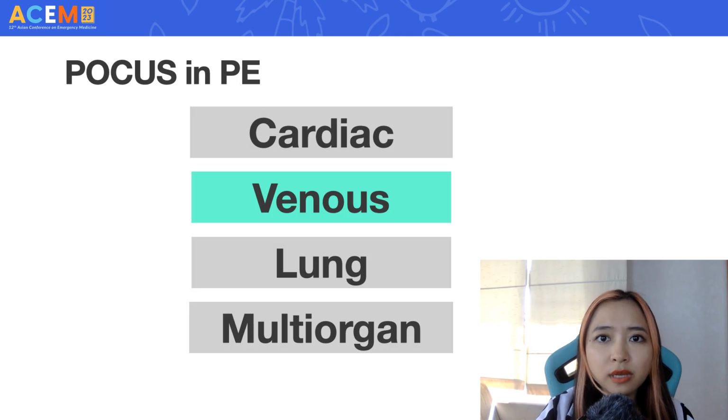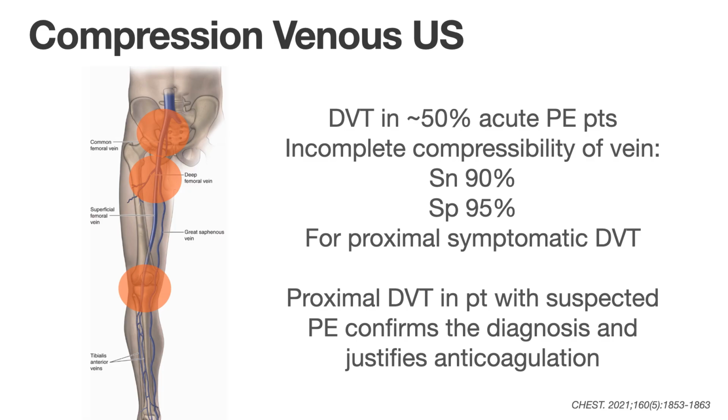Moving on to venous ultrasound. Compression venous ultrasound can really be helpful to perform in patients with suspected PE, done at bilateral groins and popliteal sites. Incomplete compressibility of the vein shows 90% sensitivity and 95% specificity for proximal symptomatic DVT. Detection of proximal DVT in a patient with suspected PE virtually confirms the diagnosis and fully justifies anticoagulation.